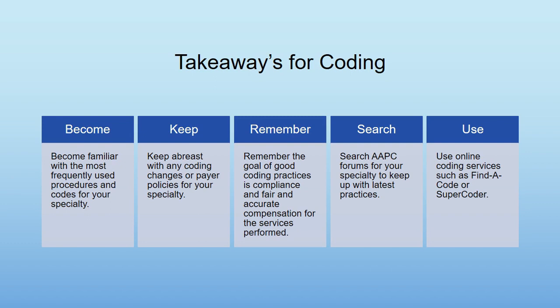I'd recommend searching the AAPC coding forums for your particular specialty, because there's a wealth of information there from people that have already many times encountered the same problems and issues that you have. You can just search AAPC forums and they'll bring you right to it. And I'd recommend using online coding services such as Find a Code or SuperCoder. Those have been really valuable for us in finding and solving coding issues quickly, and there's a wealth of information. Any online coding service can provide you that.